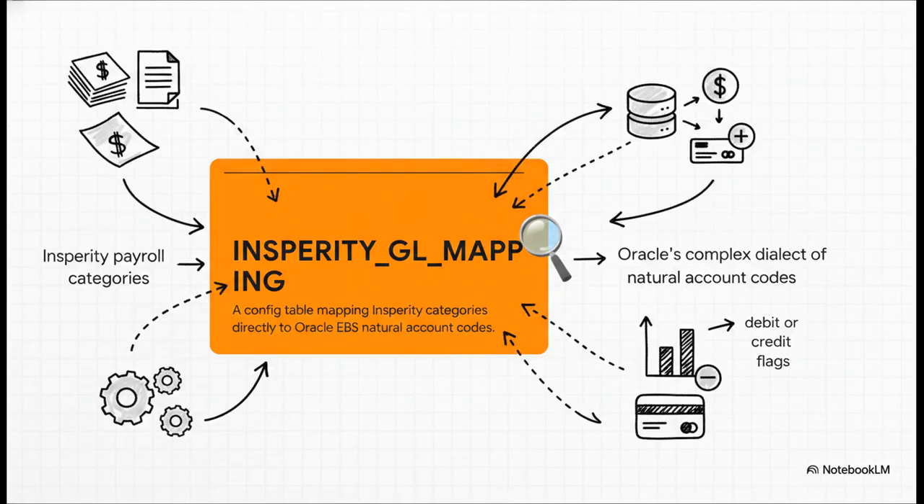Now, to actually make sense of that staged data, we use the Insperity GL mapping table. You can think of this as your master financial translator. When new payroll categories pop up, you simply configure them right here to route seamlessly into Oracle's complex dialect of natural account codes, applying the correct debit or credit flags along the way.